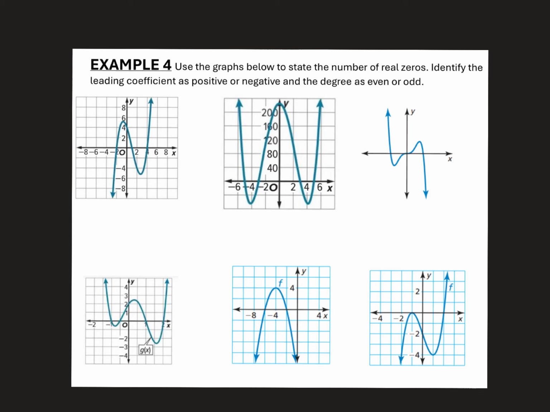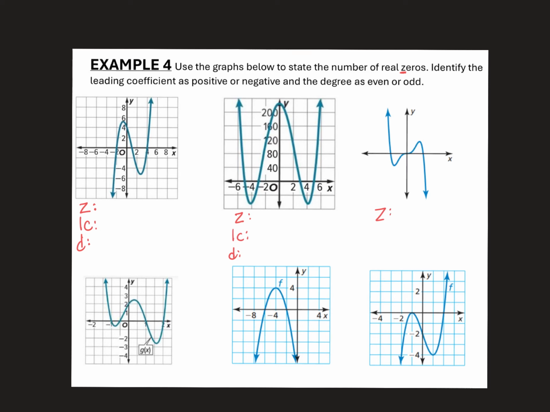So we are going to look at example 4. We're going to use the graphs to state the number of real zeros. We're going to identify the leading coefficient as positive or negative and the degree as even or odd. So let's do some writing. We'll put a Z for zeros, LC for leading coefficient, and then lowercase d for degree. I think we did capital D for domain. And we'll put that underneath each of these graphs. Make sure you know that's what we're putting them there for: zeros, leading coefficient, and the degree. We'll do that for each of these.